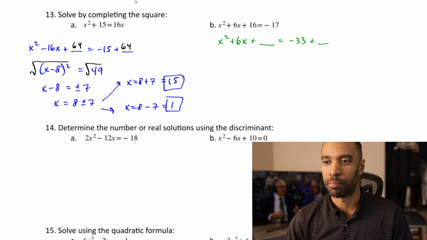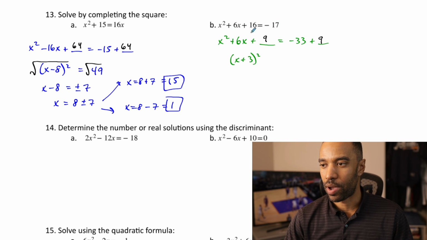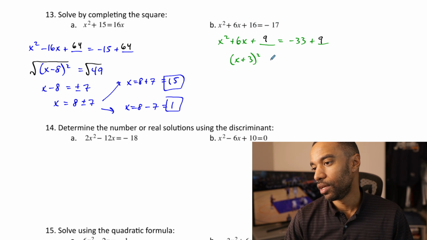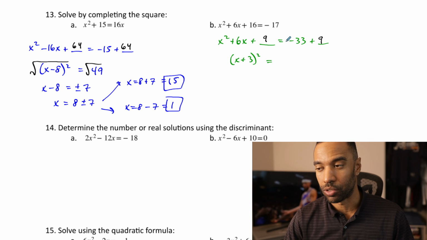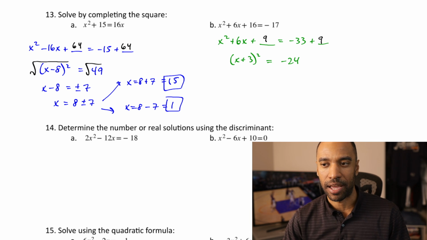I'm going to add something to both sides, and this value will be 9. The square of half of 6. Now this one's not factorable. This part's factorable, but this equation you could not solve by factoring. In fact, it's not real solutions either. Negative 33 plus 9 is negative 24, which means we have imaginary solutions.